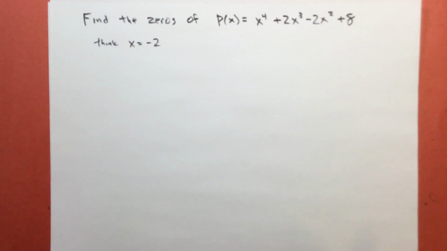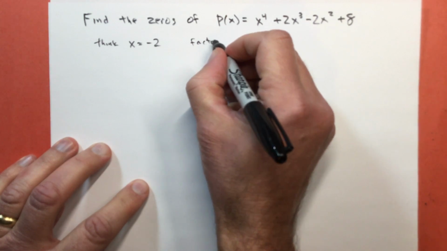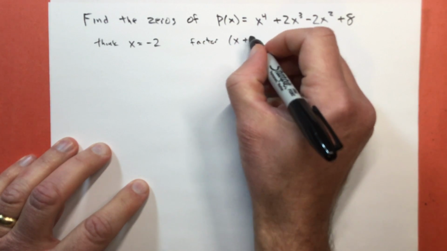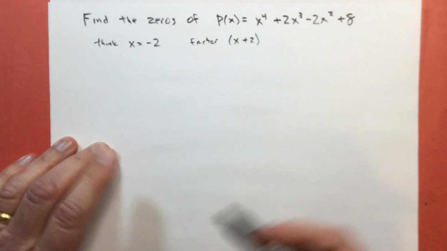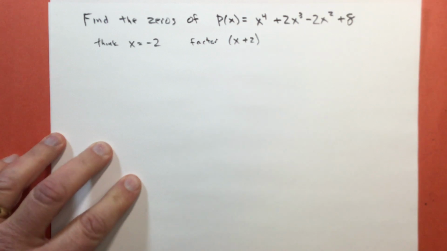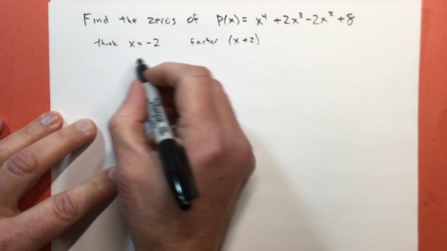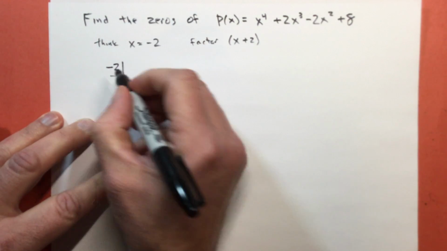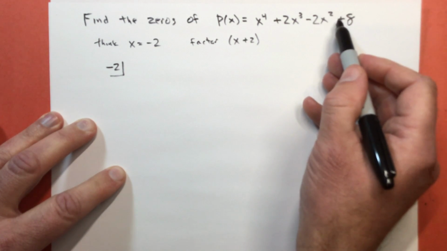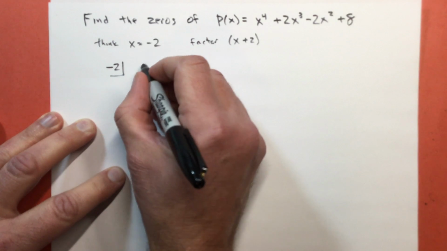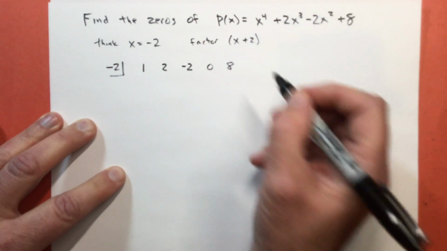How do I know if this is going to work? If this is the case, that means that one of the factors of p of x is going to be x plus 2, because if x plus 2 equals 0, then x equals negative 2. I'm just working backwards from solving it. So let's use synthetic division to find out if this is going to work. I'm going to use negative 2, and I got 1, 2, negative 2, 0, don't forget the 0x, and 8. 1, 2, negative 2, 0, and 8.